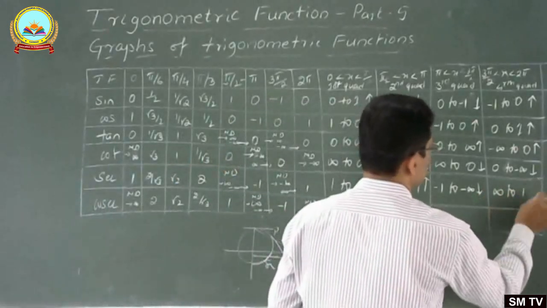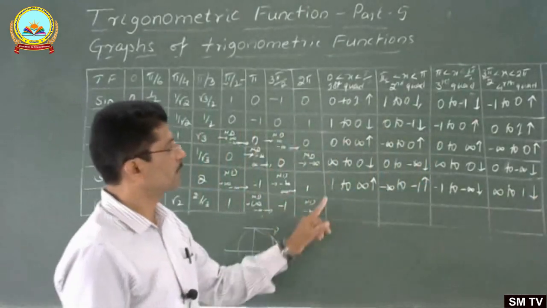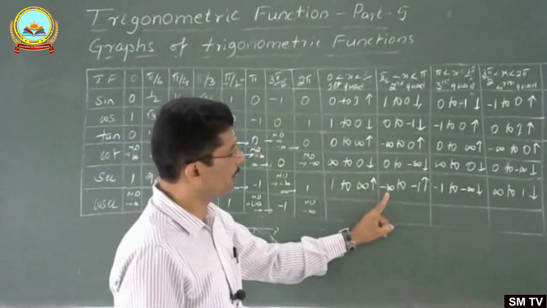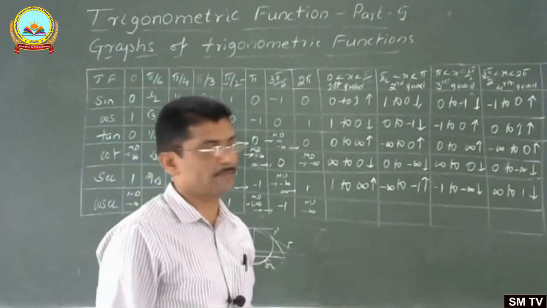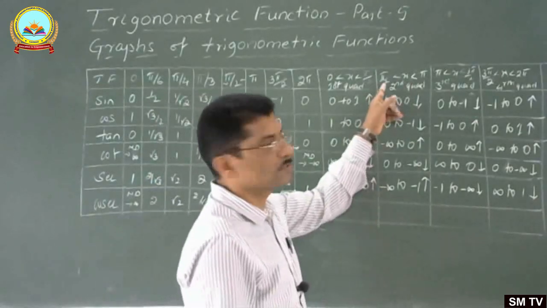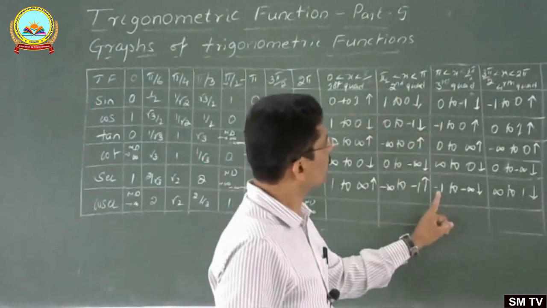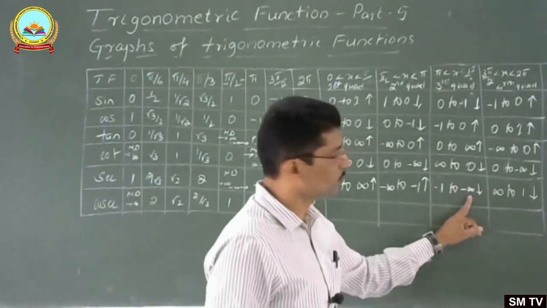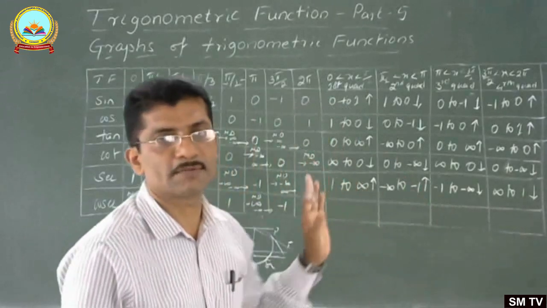It is infinity to 1, which means a decreasing function in the fourth quadrant. Therefore, the secant function is increasing from 1 to infinity and from minus 1 to infinity, which means from 0 to pi the secant function is increasing. Here, at pi by 2, the secant function is not defined, just remember. And similarly, in the fourth quadrant and third quadrant, the secant function is decreasing, from minus 1 to minus infinity and from infinity to 1.